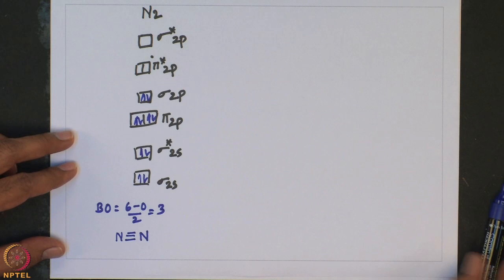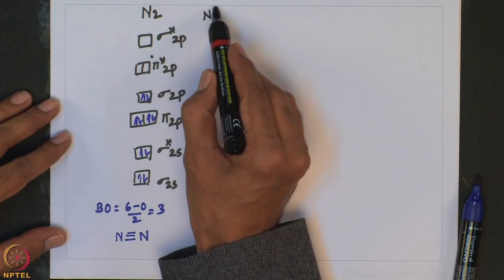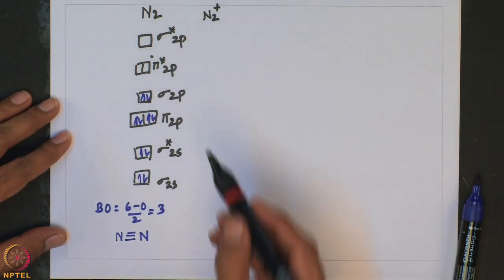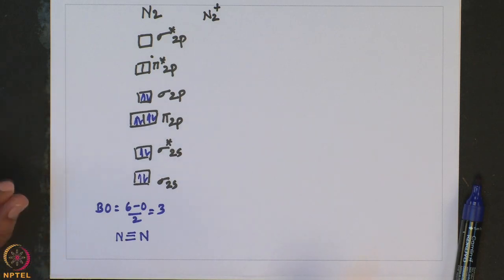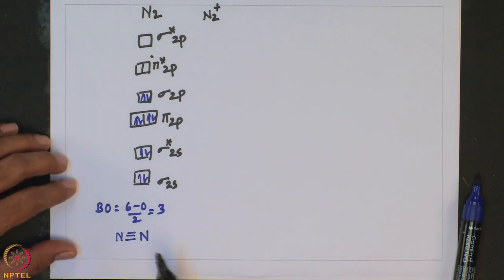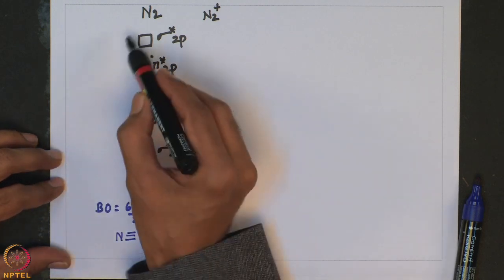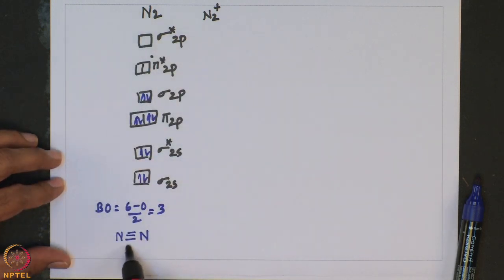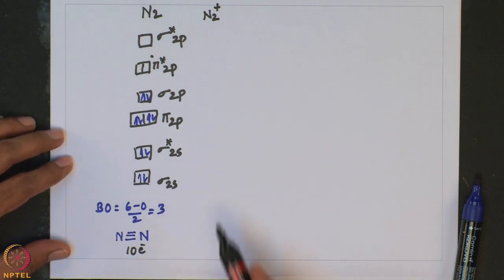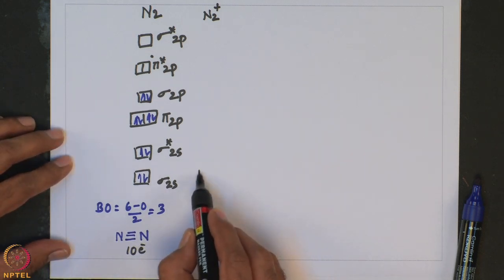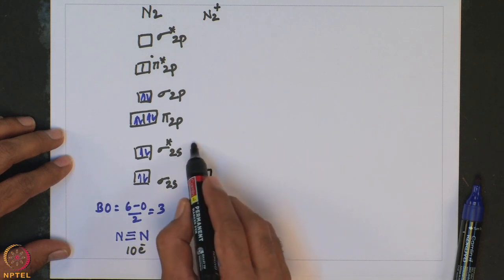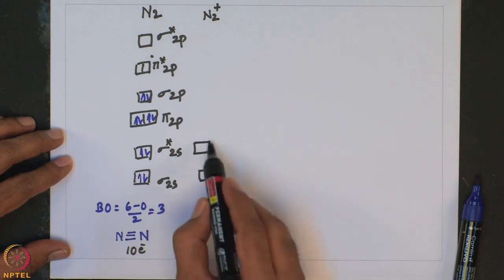Okay. So, now let us look into N2 plus. N2 plus has 1 electron less. Okay. So, in N2 we have 10 electrons and here we have 9 electrons. So, in the same fashion I will start writing the molecular orbitals.